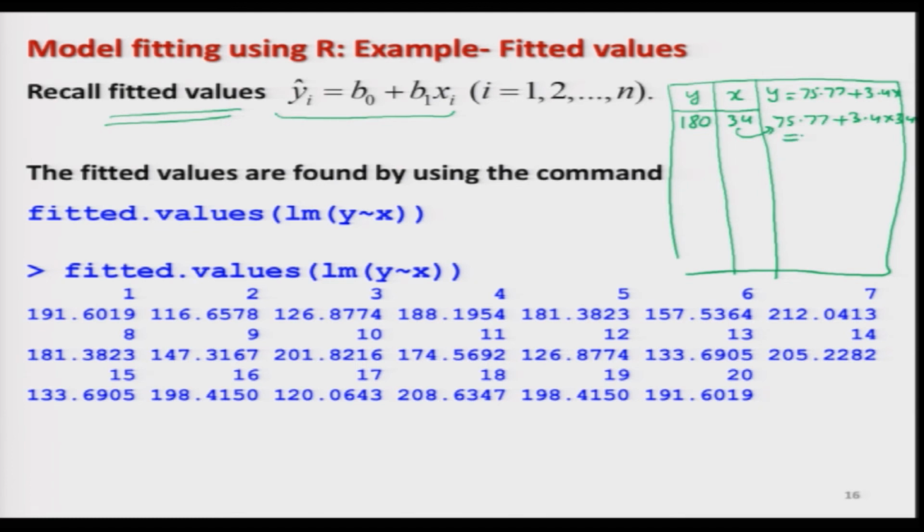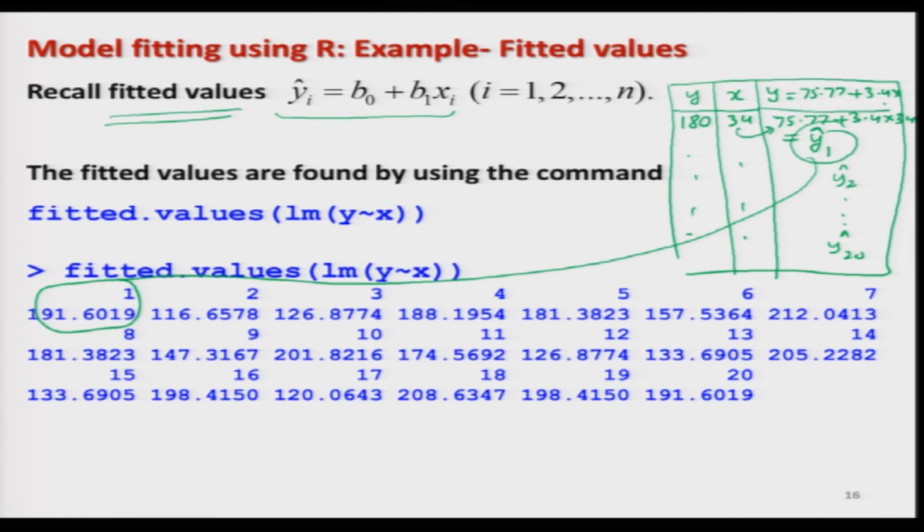Whatever this value is, this will be the value of y1 which you have estimated from the sample. So this is your first fitted value, and it is given here. Similarly, if you take another set of data, you can obtain y1 hat, y2 hat, up to y20 hat. These are the values of y obtained on the basis of the fitted model, but using the same input data.